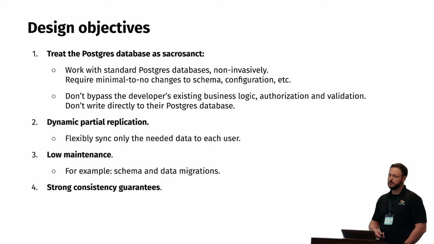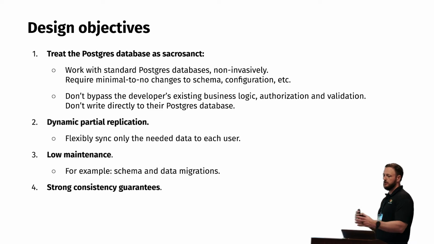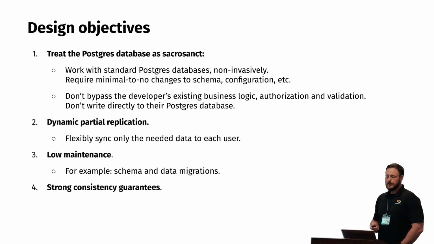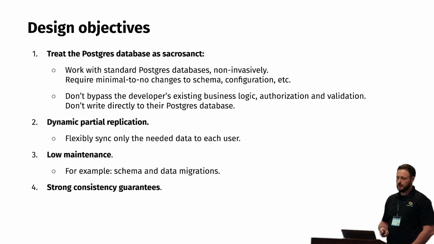Dynamic partial replication was a really important capability. That's kind of a linchpin capability of these kinds of sync engines. It's not very useful if you have a large Postgres database in the backend, but you can't actually effectively sync a subset of the data to the client side. And then low maintenance. We wanted the system to be very low maintenance, especially when it comes to schema evolution, and then also providing strong consistency guarantees.